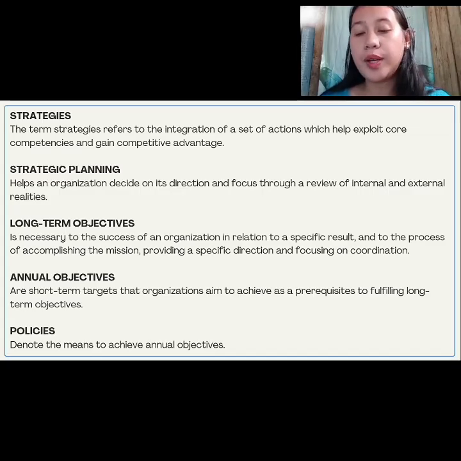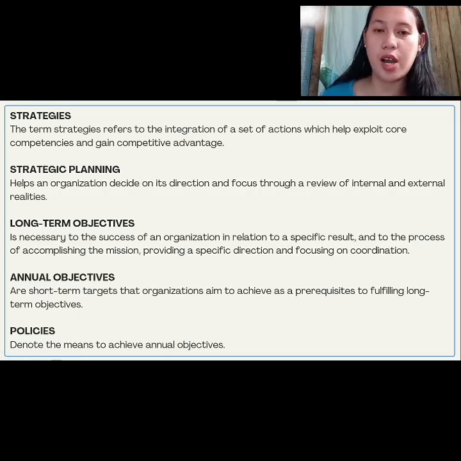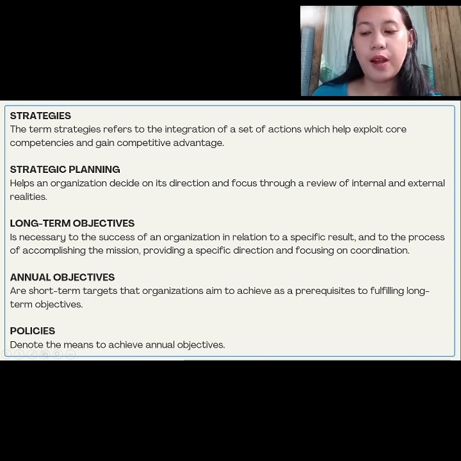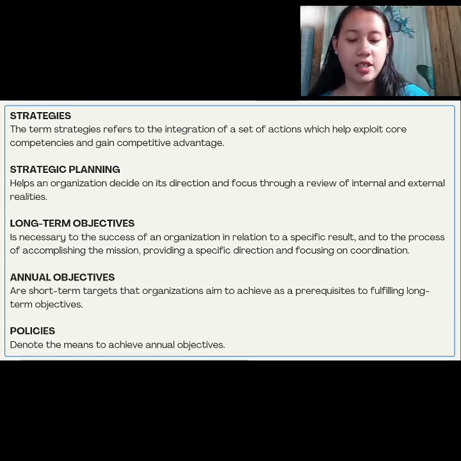Then long-term objectives. Long-term objectives are necessary to the success of an organization in relation to a specific result and to the process of accomplishing the mission, providing specific direction and focusing on coordination. So long-term objectives are essential for success. They are specific, results-oriented, guide mission accomplishment, and focus coordination.